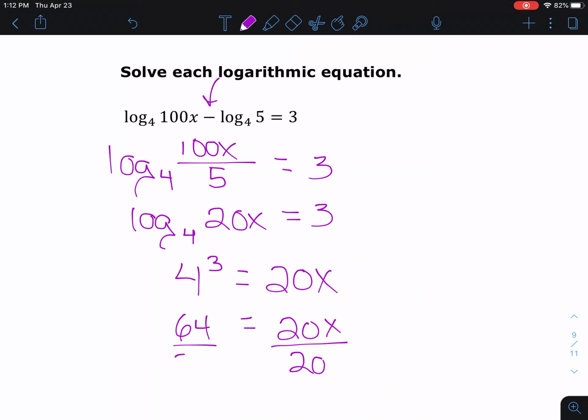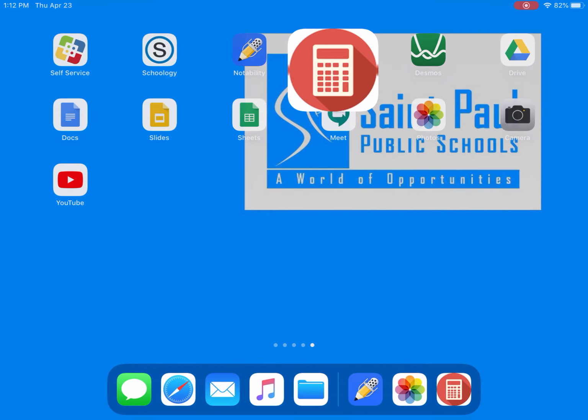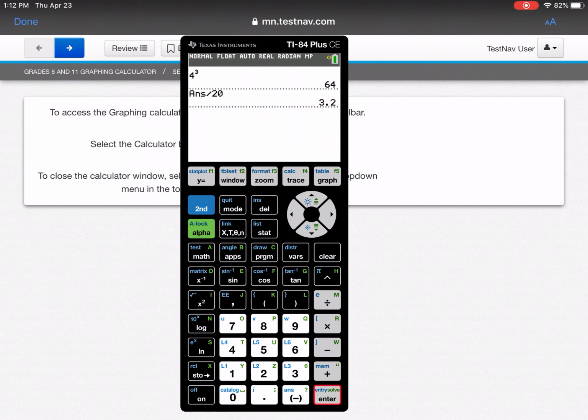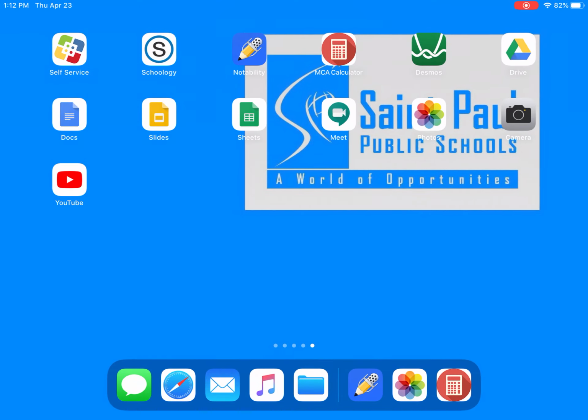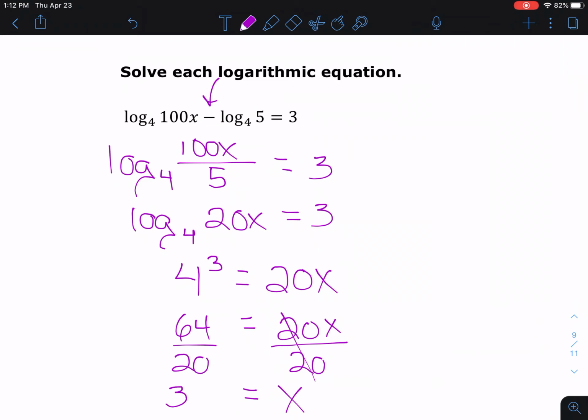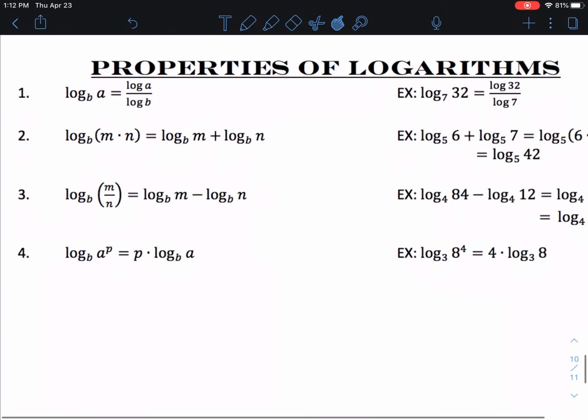And then you're going to divide by 20 on both sides. So again, you've got that. Now you're going to just type that in. What is 64 divided by 20? And we get 3.2. So this is 3.2. Okay, so that means we have found x for a logarithmic equation. All right, so let's try one more that's a little weird. Again, keeping these three properties at the bottom in mind.